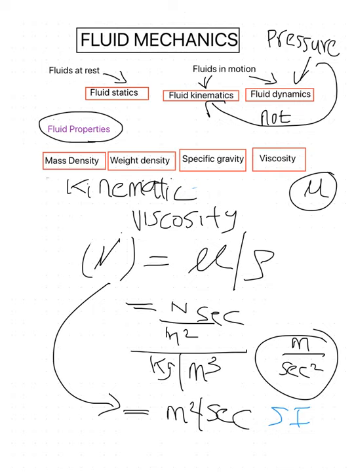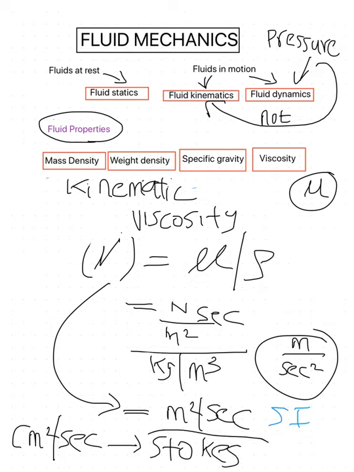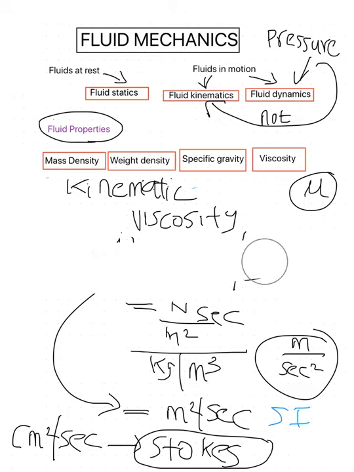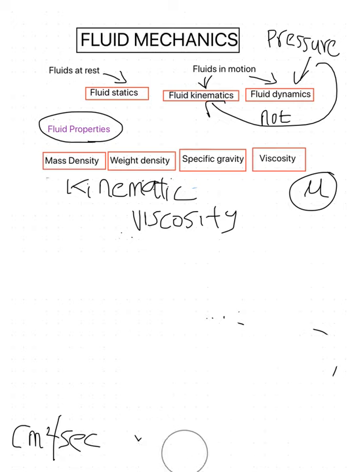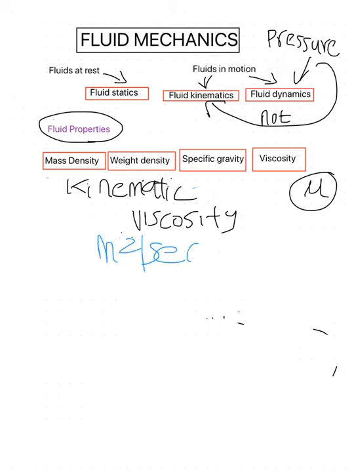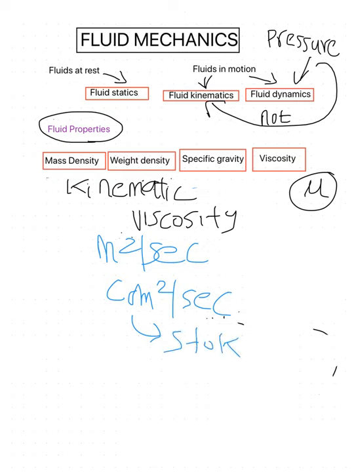That becomes the final SI unit of kinematic viscosity. Now, the CGS unit is definitely centimeter square per second. Here we bring about another term called Stokes, named after the famous scientist Stokes. So we now have two units: the SI unit, which is meter square per second, and the CGS unit, centimeter square per second, which we also refer to as Stokes.